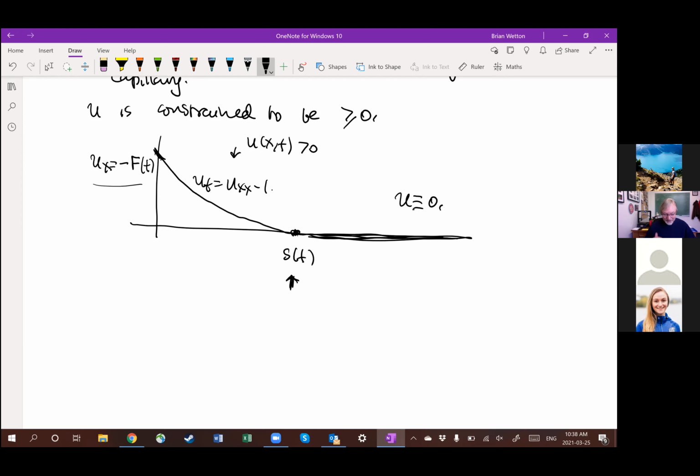Because you need one to match up with this parabolic PDE, which needs a boundary condition on the right-hand side. And you also need an extra condition to determine what's happening with S. Now, if this was an explicit free boundary value problem, then you would be given the velocity in terms of U or its derivatives, right? But that's not what happens here.